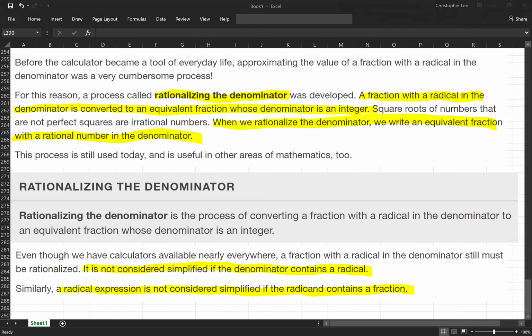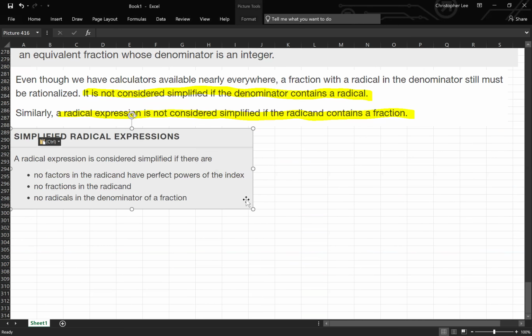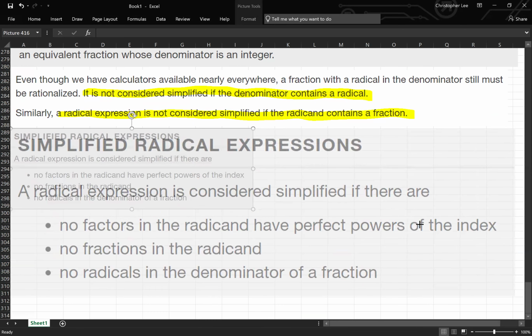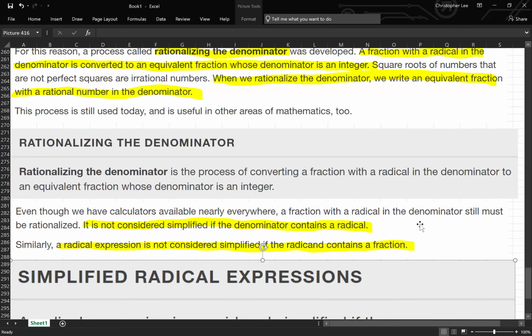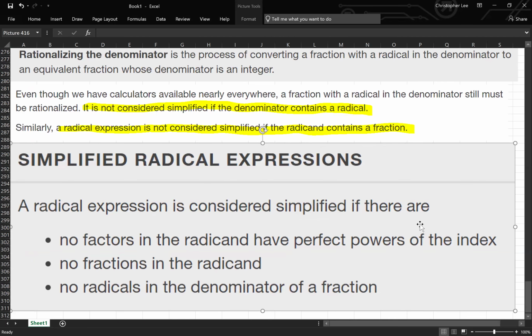Just a quick recap before we move on. So this is called simplified radical expressions. A radical expression is considered simplified if there are no factors in the radicand that are perfect powers of the index, no fraction in the radicand, and no radicals in the denominator of a fraction. That's it.